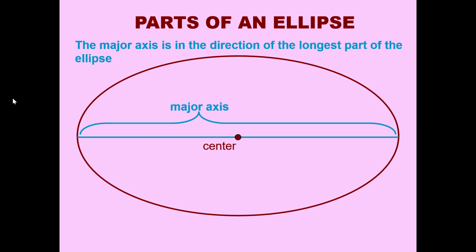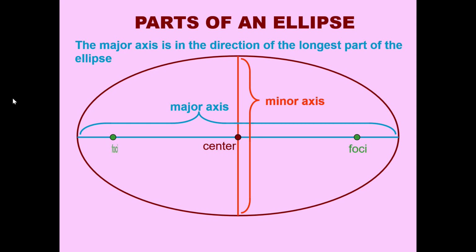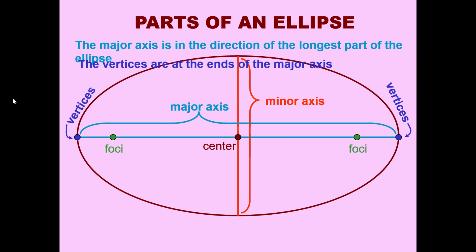Parts of an ellipse: you have your center, major axis. It's in the direction of the longest part of the ellipse. You have your minor axis, your foci, and on the ends of the major axis are your vertices, which are part of the ellipse.